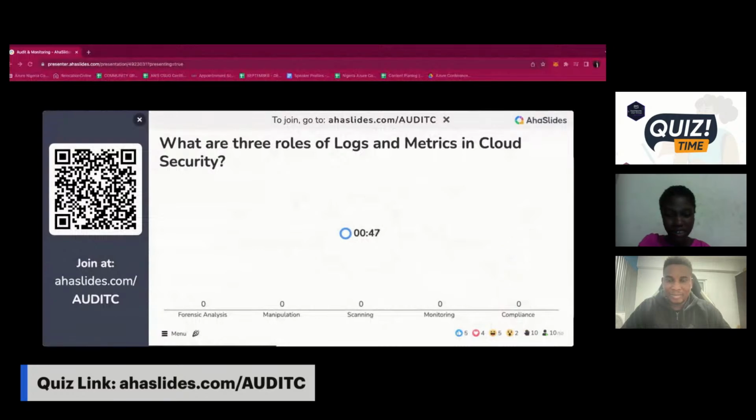All right, I think there's another opportunity to answer the questions again. So, what are the 3 roles of logs and metrics in cloud security?